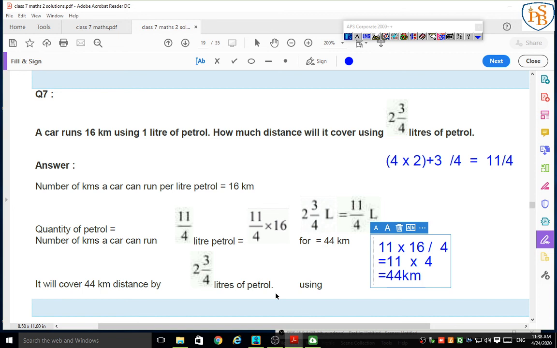So don't waste your time, do your work properly, solve this exercise 2.3 as you have solved exercises 2.1 and 2.2 in your notebook. When school reopens, I will check it. Okay, so solve this, and if you have any query, ask me in the comment box.